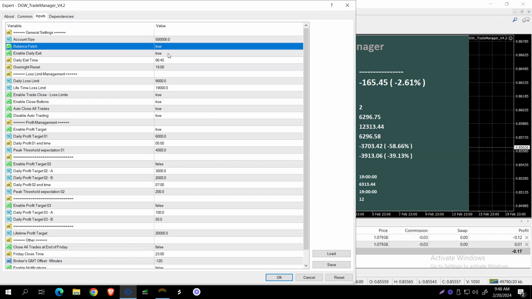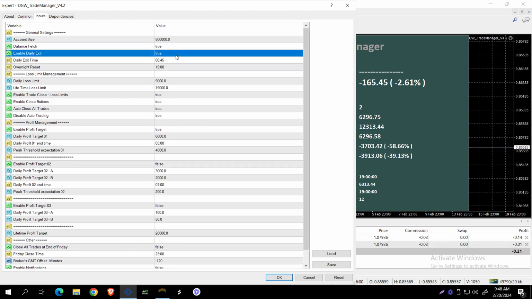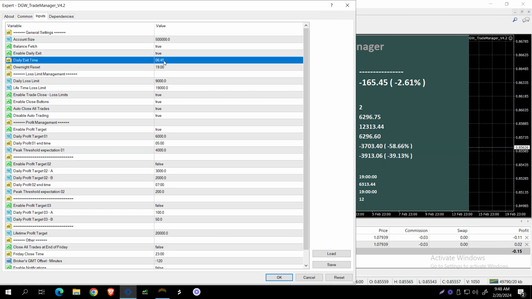Enable daily exits. What the daily exits means is this: at what point does it close for the day? Does it exit or stop your trading? Yes. At a particular time, we set it to 6:45, meaning in the morning. So exactly at 6:45, it closes the whole trade, either we are running at loss or we are in profits. It closes all the trades.